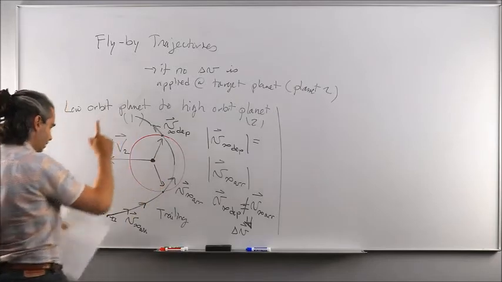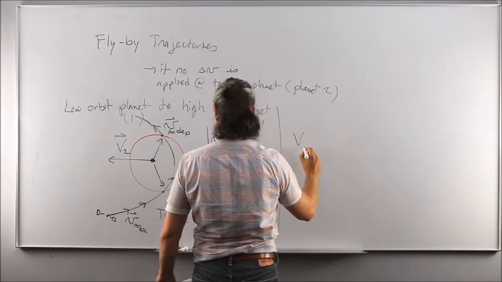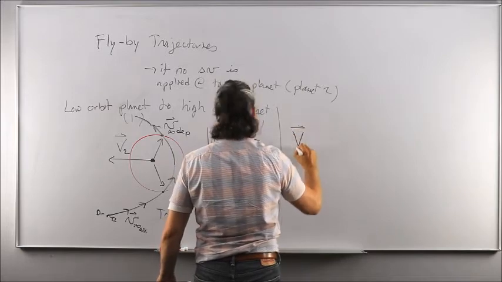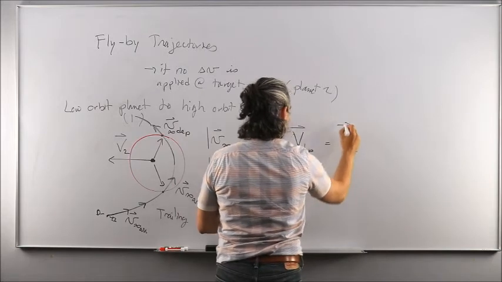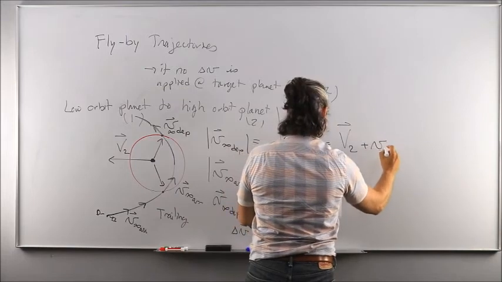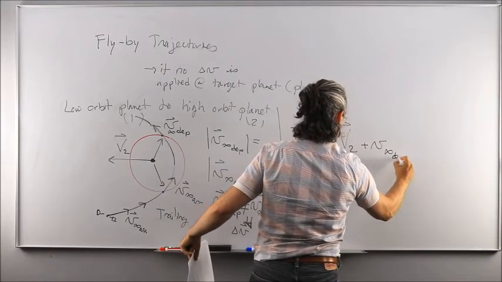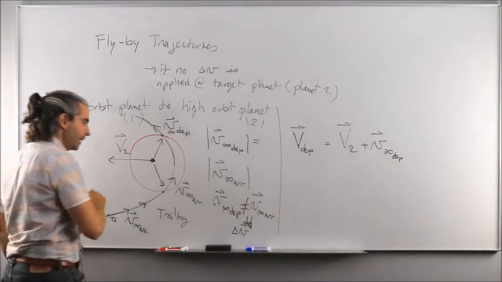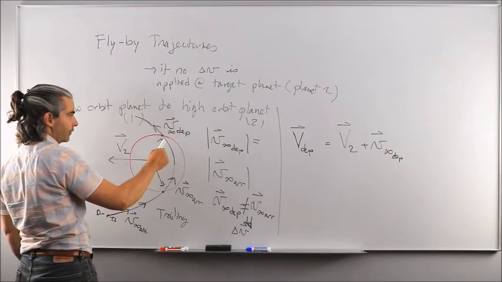it means that the velocity that you're going to get at the exit with respect to the sun, V departure with respect to the sun, so capital V that you're going to get out of it, is going to be V of the planet with respect to the sun, V2, plus V infinity departure with respect to the planet. So the spacecraft with respect to the sun would have gained some energy. With respect to the planet, it didn't gain anything in terms of speed.